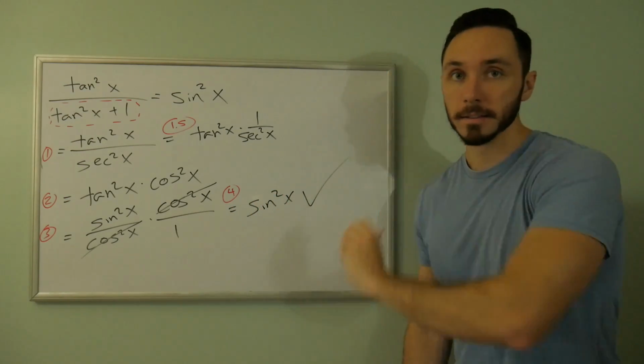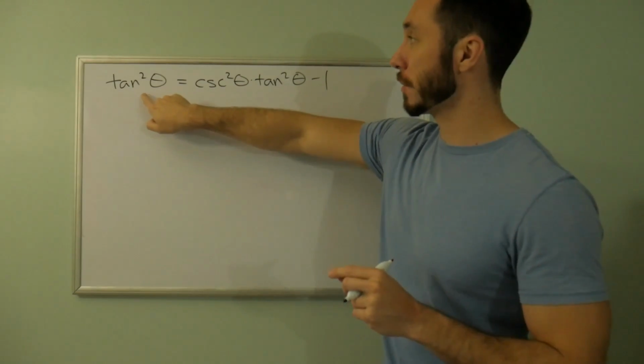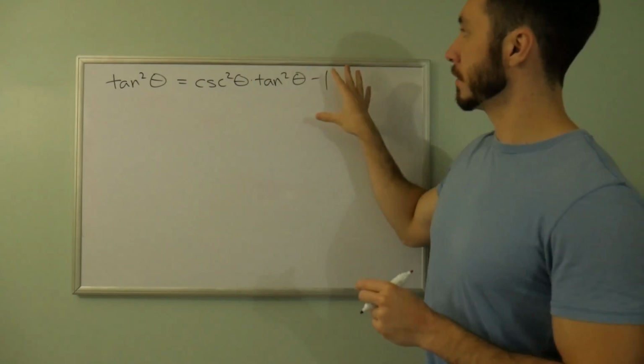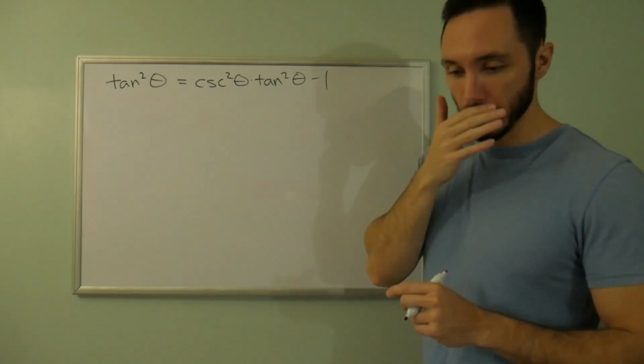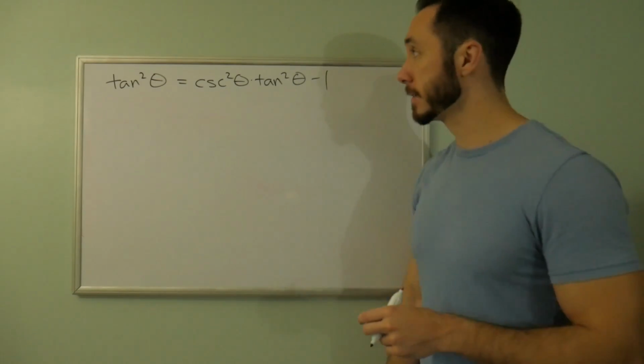I'm going to say the last piece of the puzzle, you end up just arriving at your answer of sine square x. Next one on our list, we just want to go from this smaller expression, tangent square theta, and we want to get to this larger one. It's got a cosecant and tangent in there. I did write it down correctly. So let's play around with this.